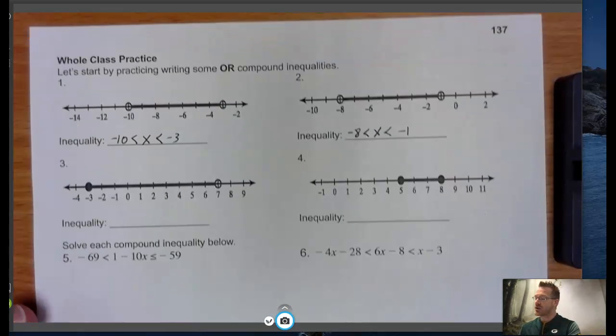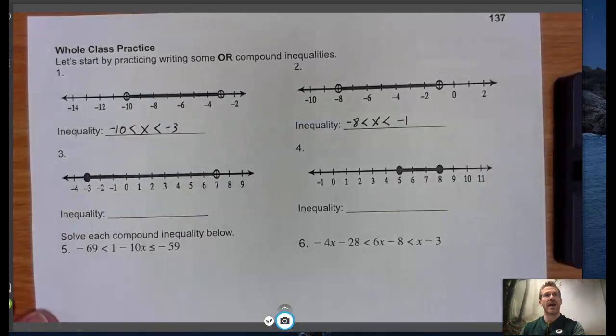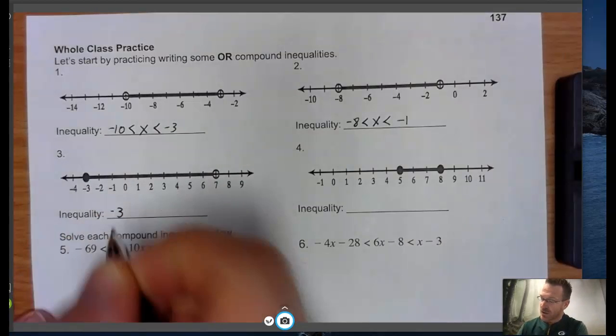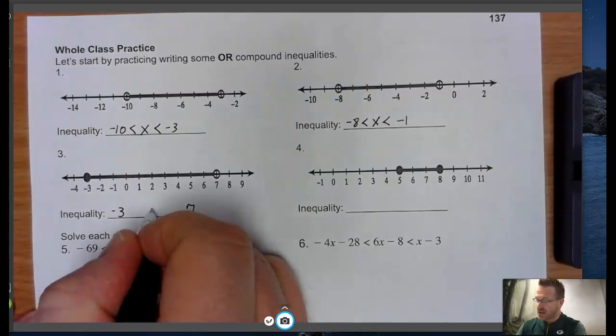Just like with our "or" compound inequalities, we could have a mix of anchors, whether they're closed or open. Once again here, -3 is our left-hand endpoint and 7 is our right-hand endpoint. We want all the numbers in the middle.